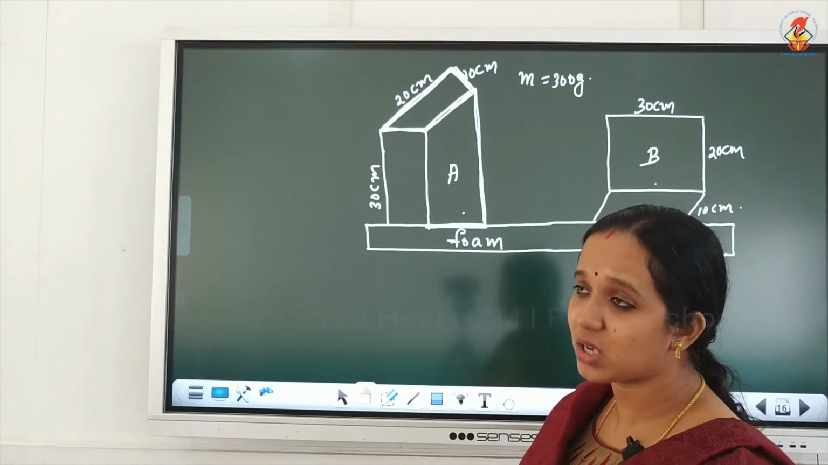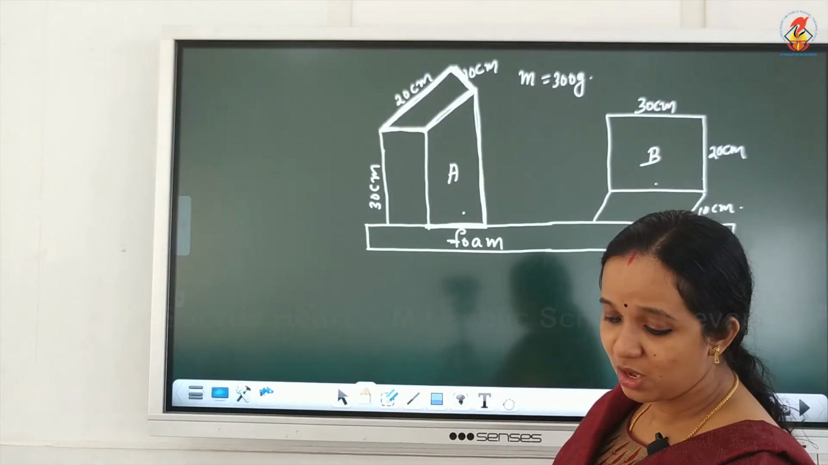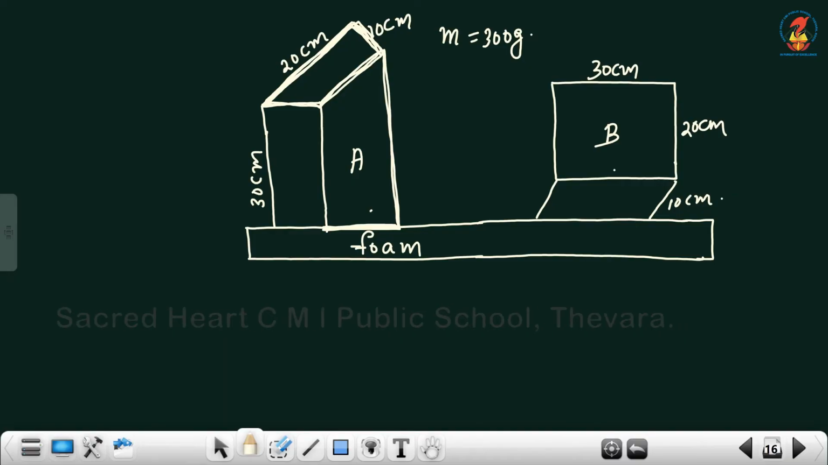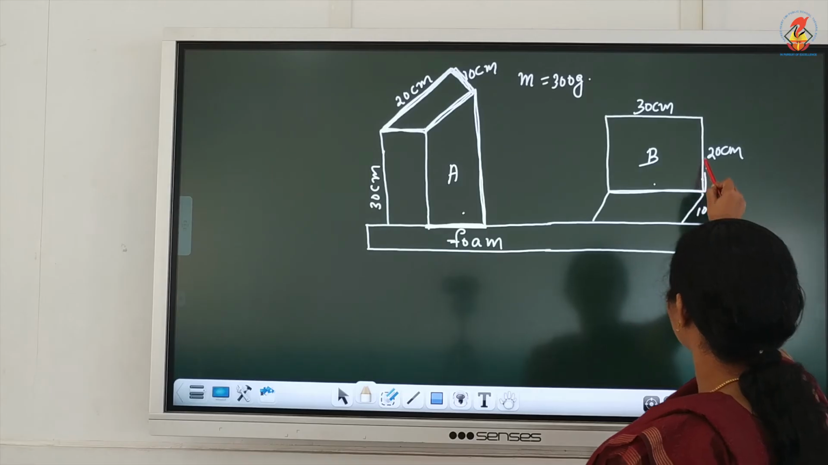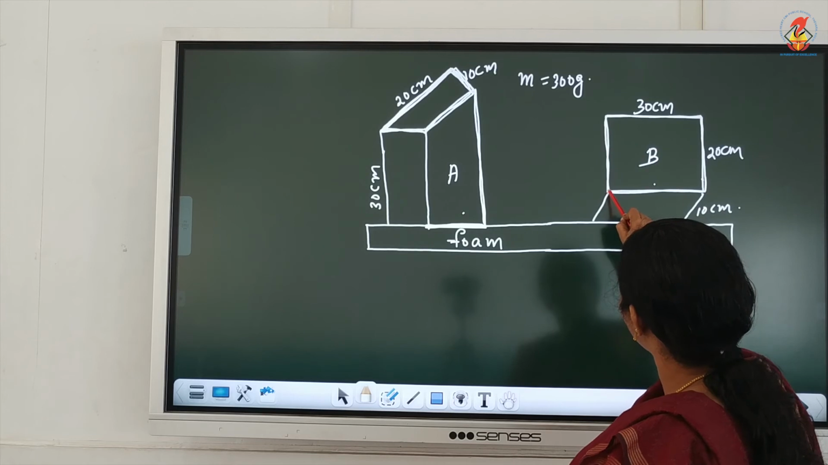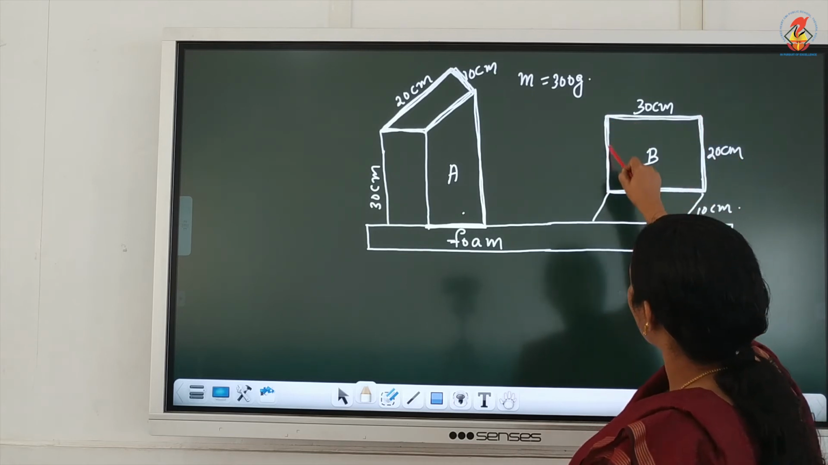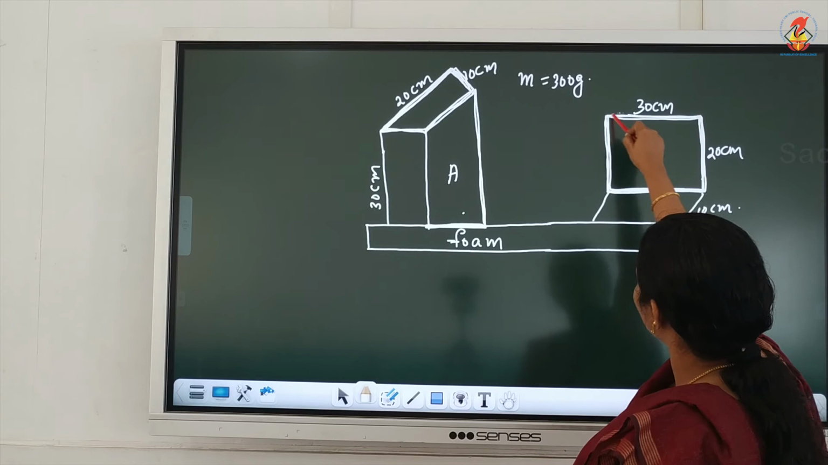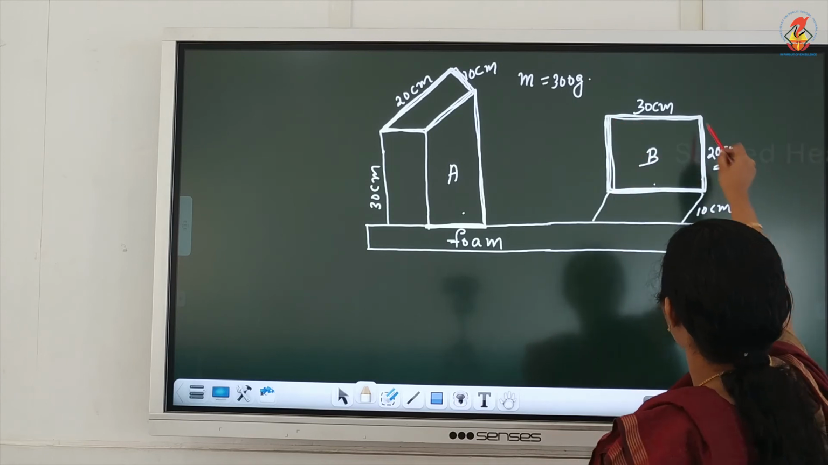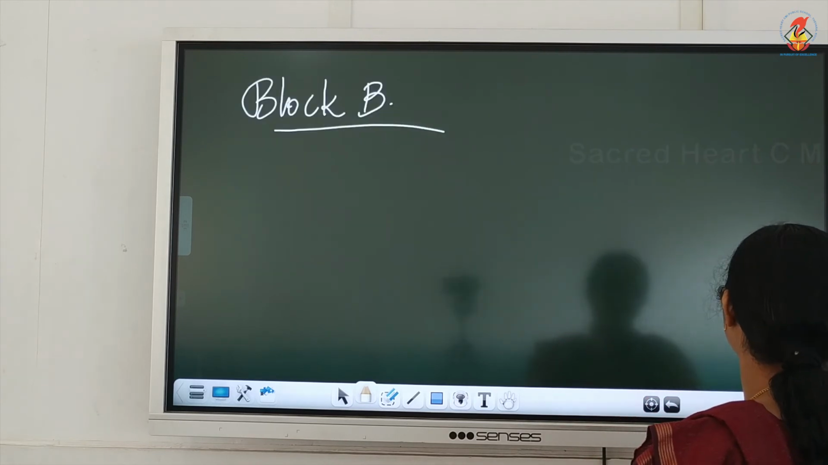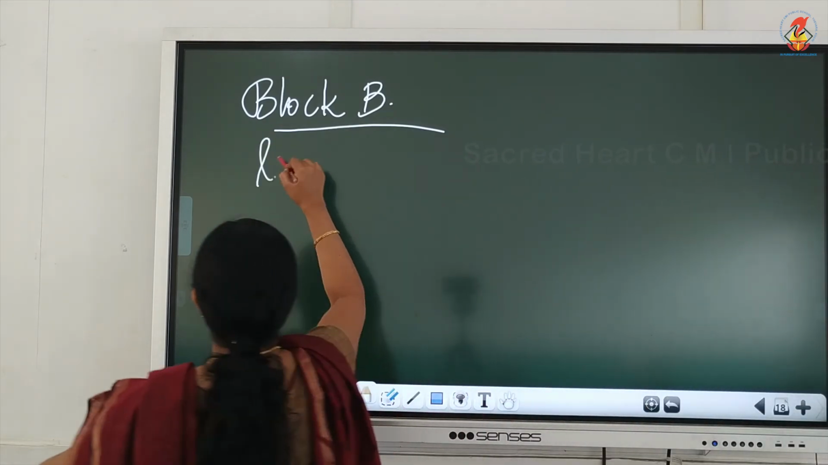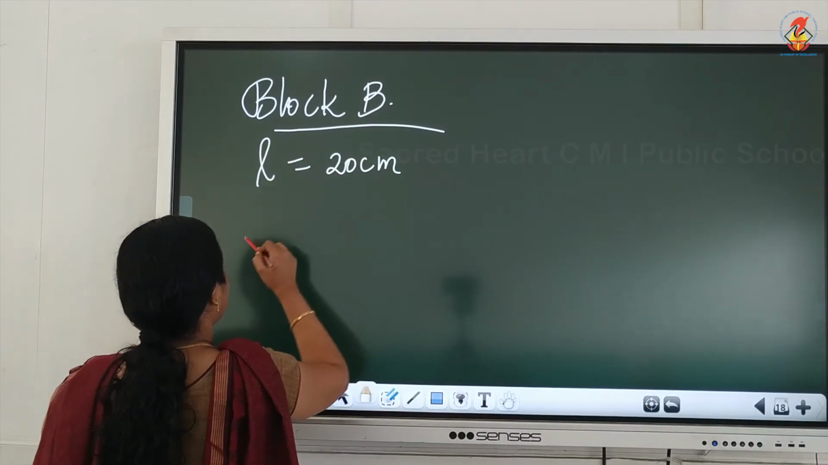Consider block B. Which dimensions, or which sides, are in contact with the floor? Since it is placed horizontally, this will be the side in contact with the floor. So, the dimensions in contact will be 20 and 30.